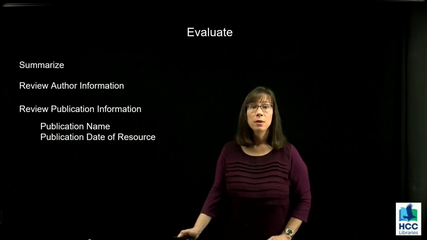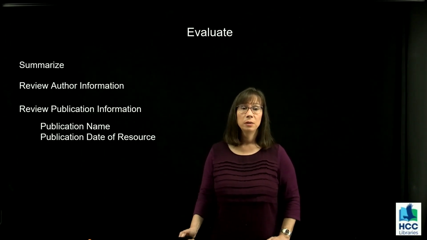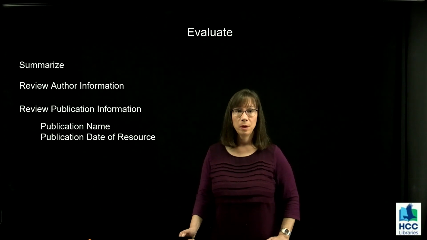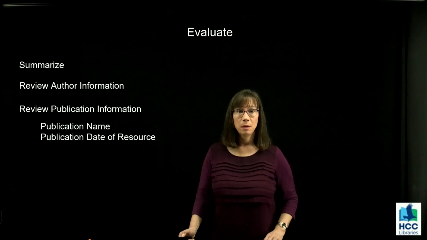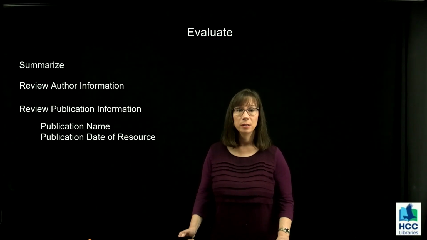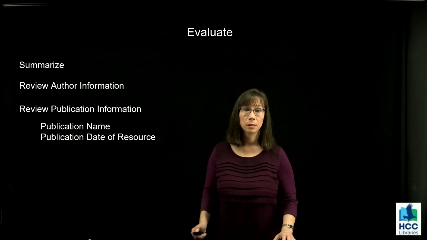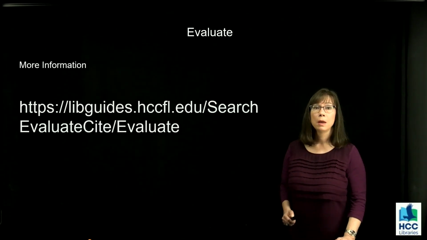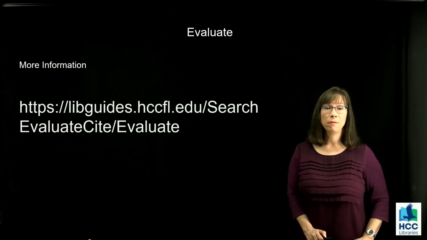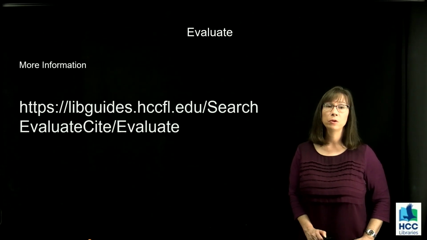To summarize, there are many ways you can evaluate your resources for academic purposes. The main criteria that we reviewed in this video is for reviewing the author information and reviewing publication information, which includes both the publication name and the publication date. These are not the only criteria, but this will help you get started in learning how to review and evaluate the sources you need to find for your research needs. There are several methods to use when evaluating resources. For more information on evaluating resources, please see the Library Research Guide at this URL.